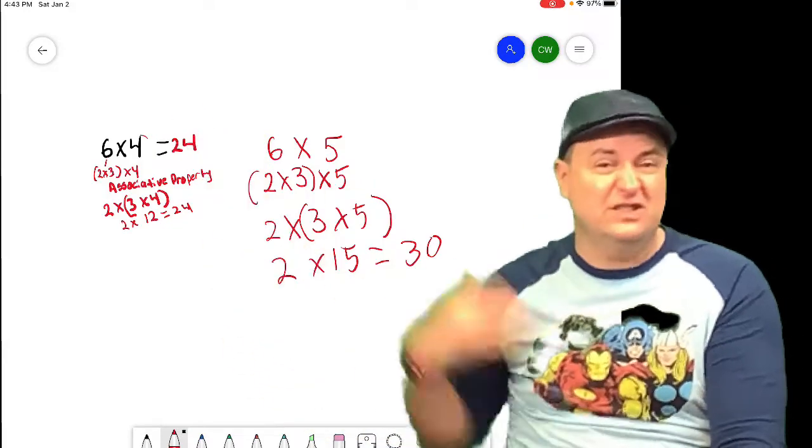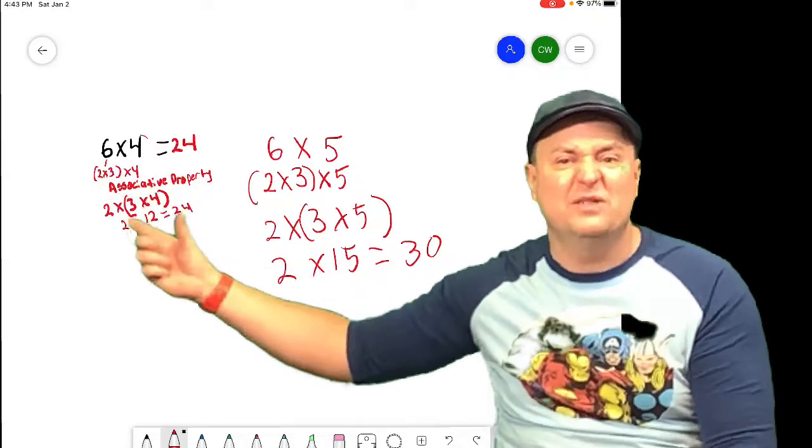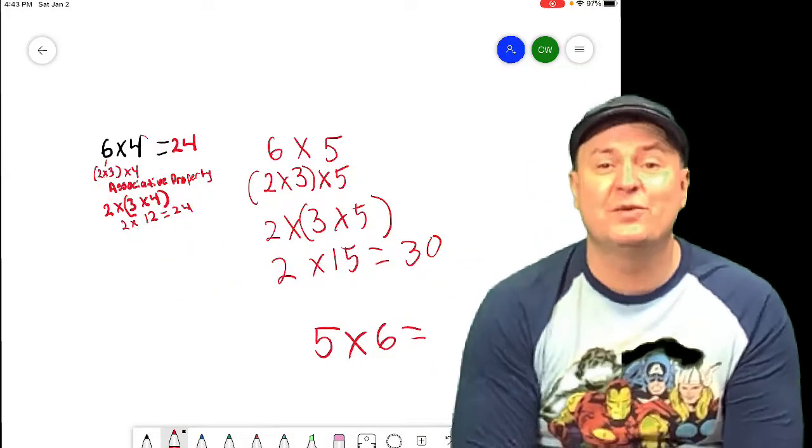So just think, if you're stuck on 6s, remember you can always use the associative property, you can decompose them, whatever works for you.